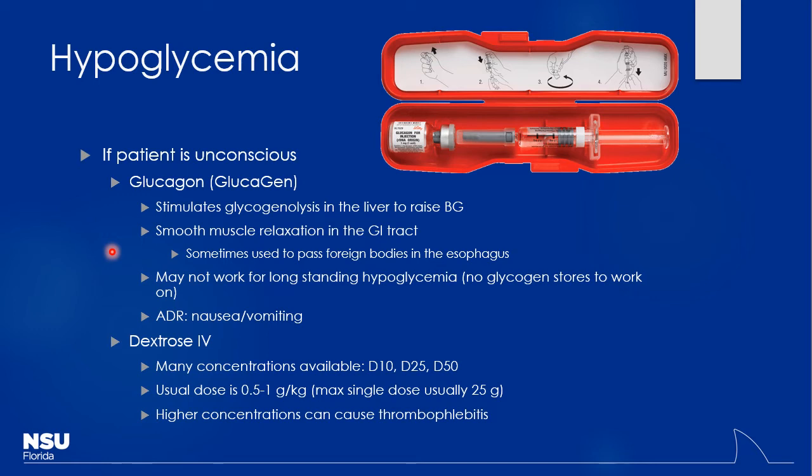Anyway. If glucagon is not working, or we need to give something else, this is where IV dextrose comes into play. Typically this is administered by the time EMS responds. We have a couple of different concentrations: D10, D25, and D50. Again, that all goes to the concentration of dextrose.